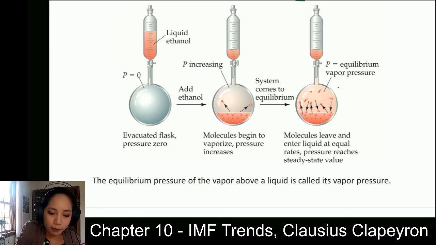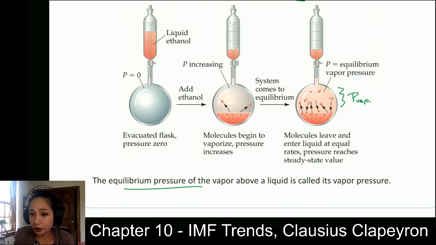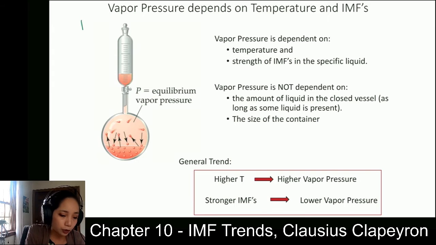And so when we measure how much pressure is exerted by that liquid, what is that pressure of those gas particles? That is how we measure vapor pressure. It's that equilibrium pressure of vapor above a liquid. So this vapor pressure that we measure in this type of experiment is dependent on some things. I mentioned that this vapor pressure that we measure is dependent on the temperature of your sample. So vapor pressure does depend on a few things.